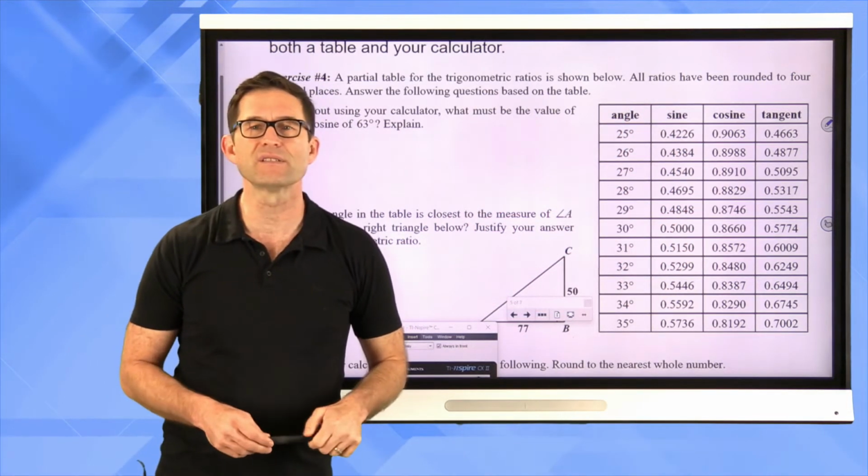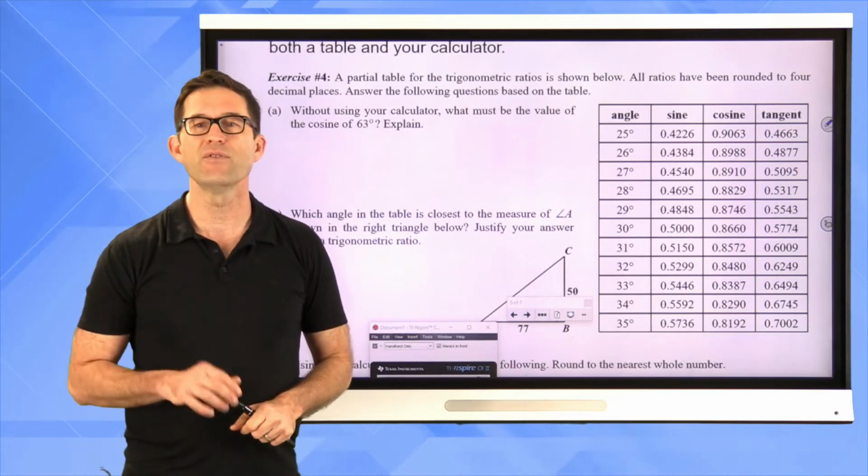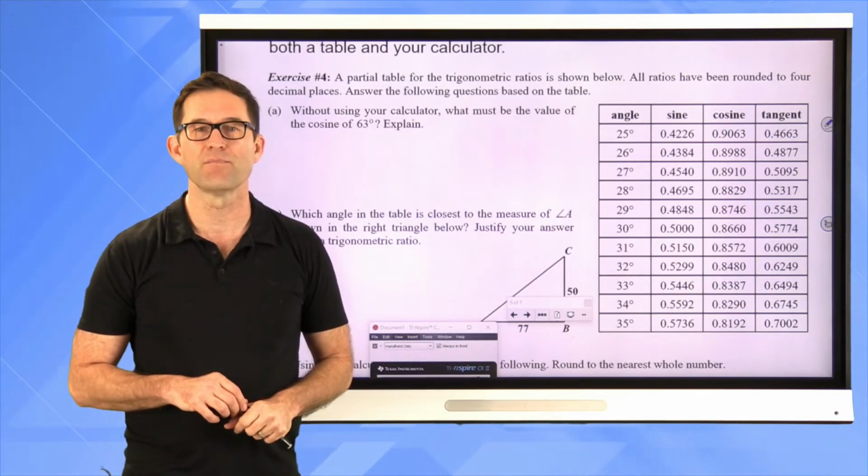All right, so my claim is that somehow, without using your calculator, you can figure out from this table what the cosine of 63 degrees is. See if you can figure out why that is. Pause the video now.